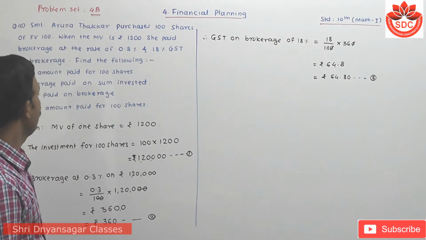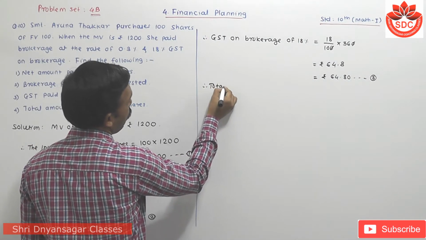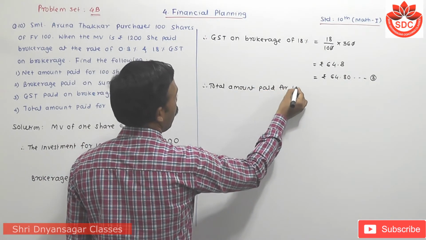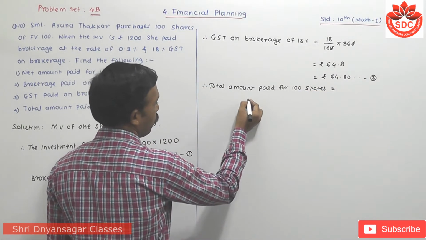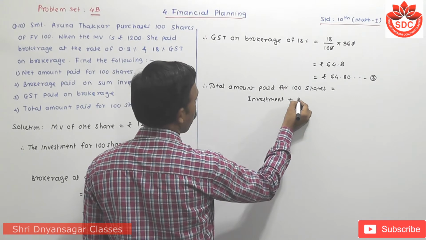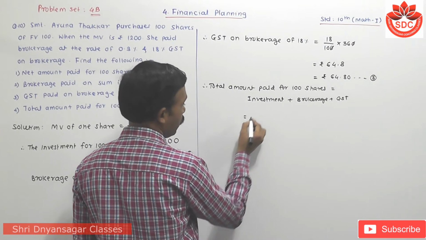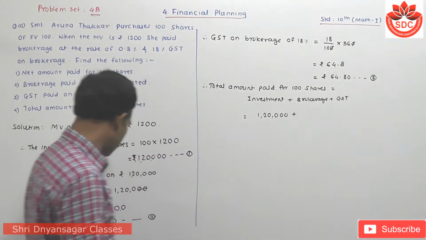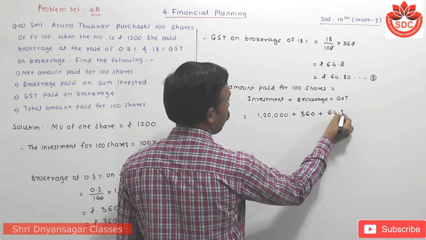This is GST. Then next one is the total amount paid for 100 shares. Therefore the total amount paid for 100 shares is equal to, here we have to write investment plus brokerage plus GST paid. The investment is 1 lakh 20,000. Brokerage paid is 360 rupees and 64.8.